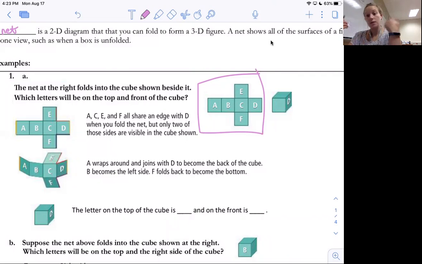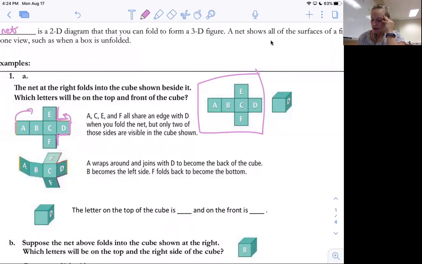For those of us who are more hands-on learners, that's really helpful. If you are very visual, that's fine. Go ahead and keep looking just at the paper. It describes pretty well what we're going to do. So the sides are labeled A, B, C, D, E, and F, and it says we're going to fold it and we're going to decide what letters are on top and the front. So we're going to fold it so that A, C, E, and F all share an edge with D. So A and D will share an edge when I fold A back and D back a little bit. And then E and F will fold so that they also share edges with D as well.